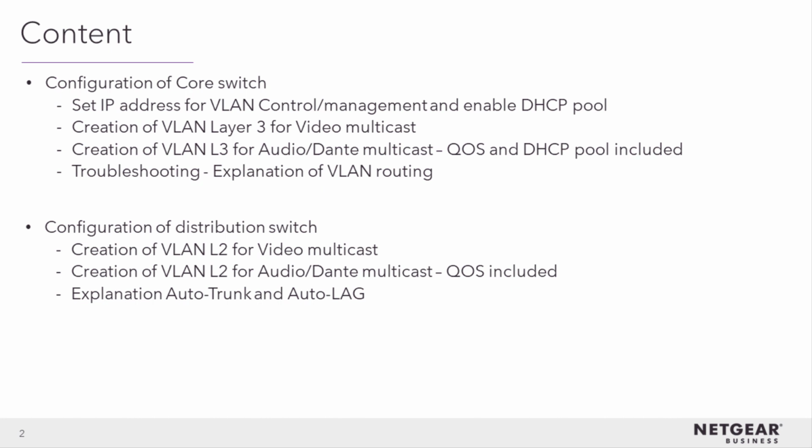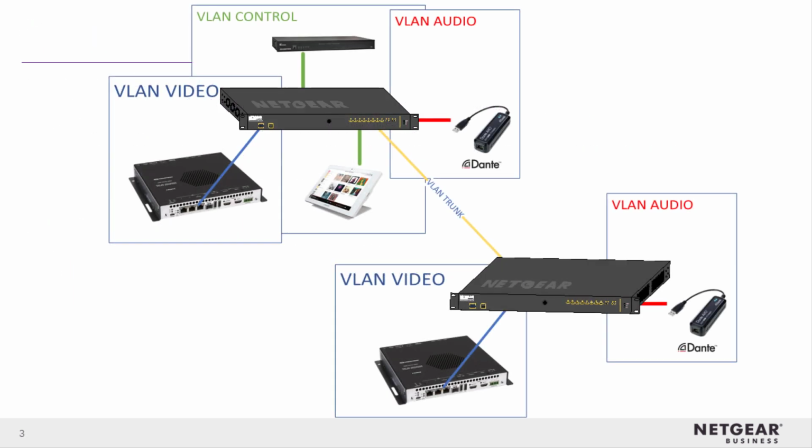The first part of the configuration is the core switch, a layer 3 configuration with troubleshooting. Then there will be a second part with a layer 2 VLAN for the distribution switch. So on the core switch, the primary switch, we create the VLAN control. This is very, very important. It's where you put the control processor, the touchpad, everything about control.